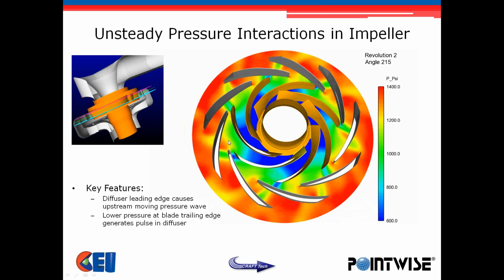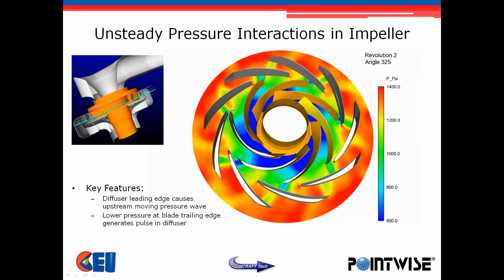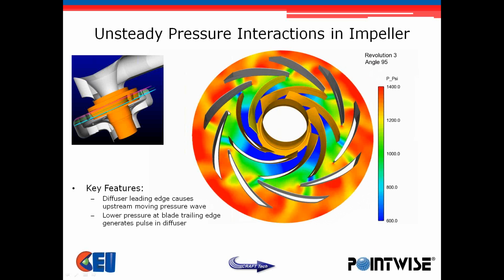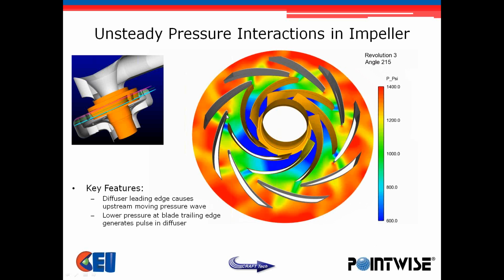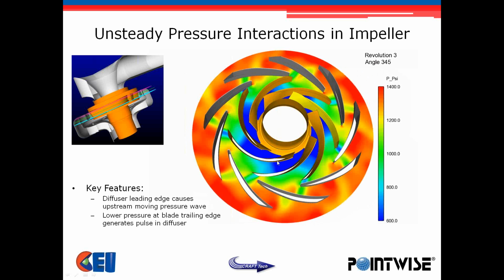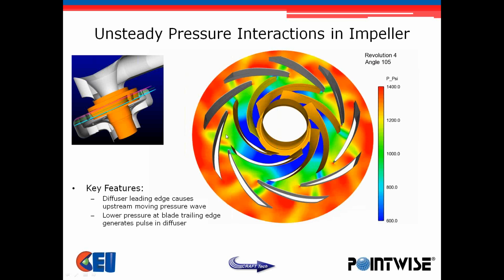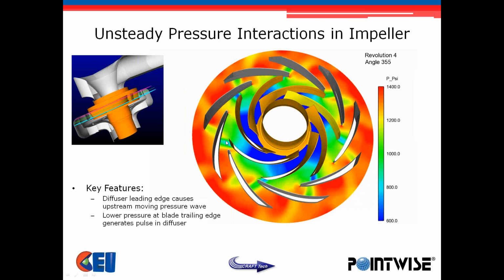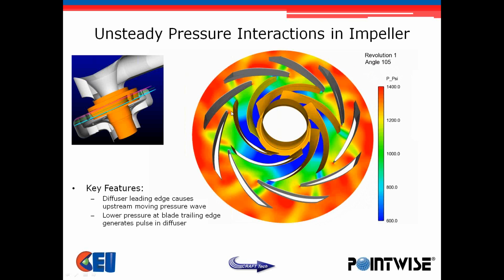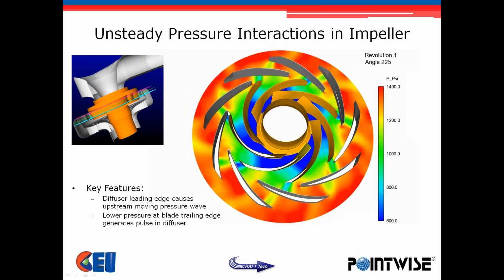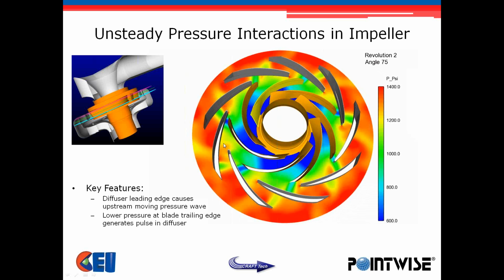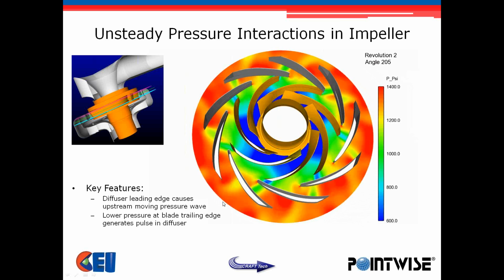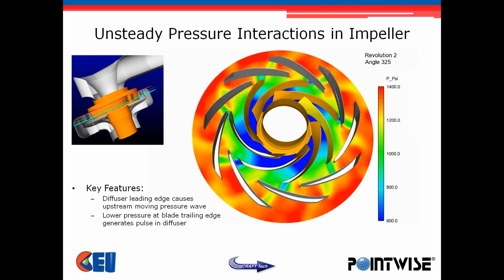First of all, you can see that as the blade passes by the leading edge of the diffuser, there's a pressure wave that travels upstream. On my screen, the animation is not rotating very clearly, but hopefully you can see that. Additionally, as the blades pass by the diffuser blade, you can see a low pressure wave that travels downstream through the diffusers. So those are some of the features that we're pulling out.